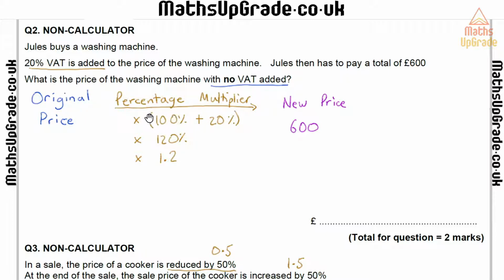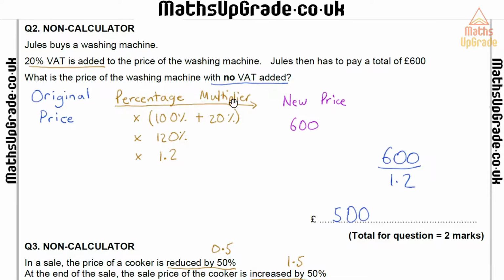I'm told that 20% is added to the original price. In other words, the original price was 100%, add 20%, so the multiplier is 120%. 120% is the same as 120 parts out of 100, which as a decimal is 1.2. So I need to do the inverse of multiplying by 1.2, which is dividing by 1.2. So I need to do 600 divided by 1.2. This is the same as doing 6,000 divided by 12, which is 500. So the answer is £500, and you can always check this answer by increasing it by 20%, and that gives you back £600. That question there is worth 2 marks.